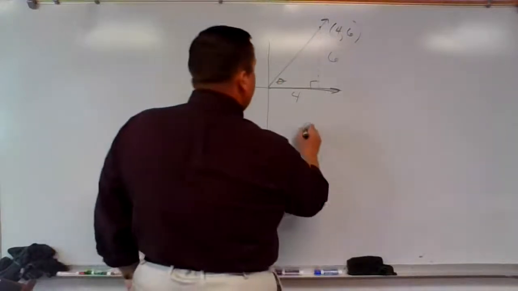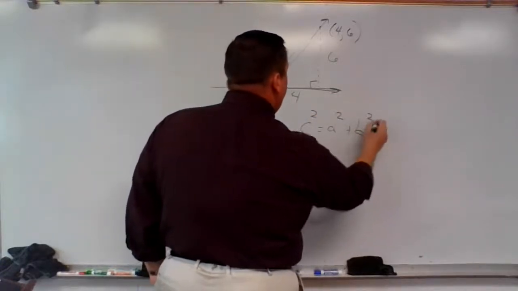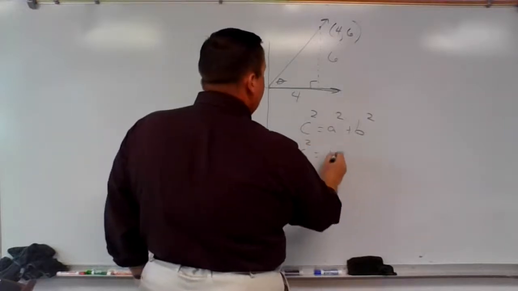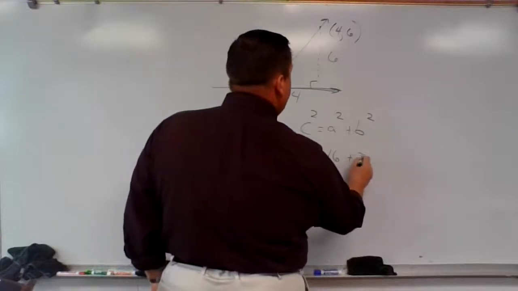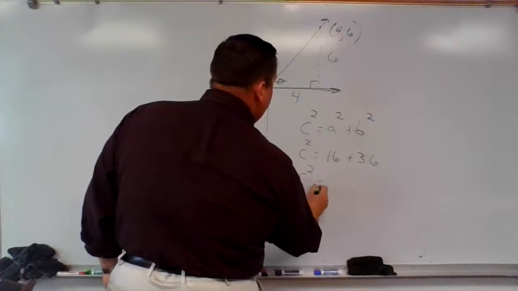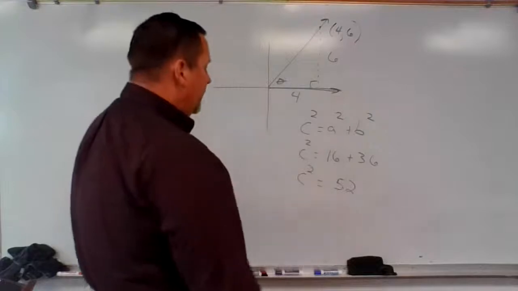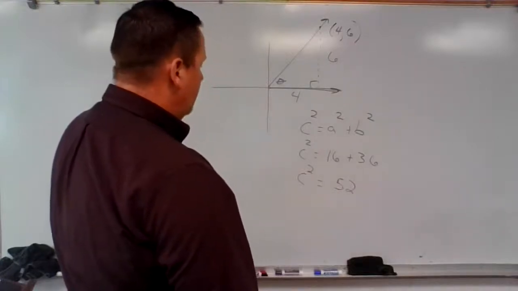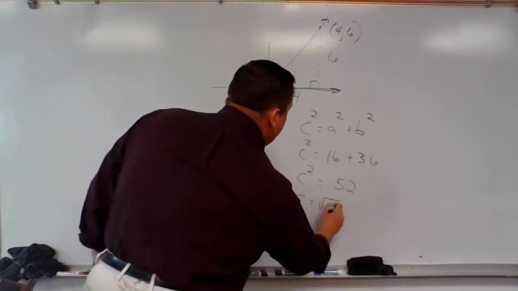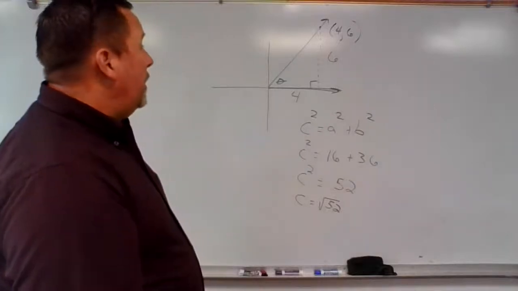So c squared equals a squared plus b squared. c squared equals 16 plus 36. c squared equals 52. I hope I did my math right. 36, 46, 52. That means c equals the square root of 52, which I can label up there.